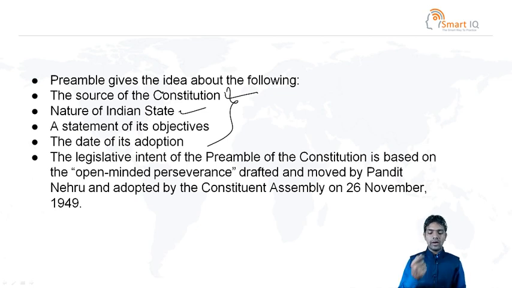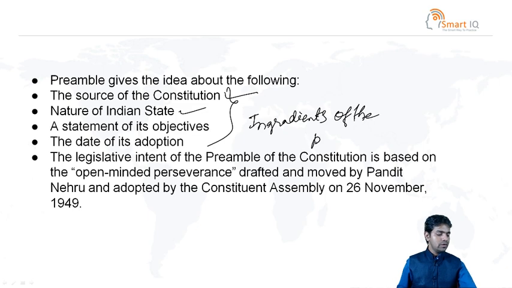Once again, I will repeat. The ingredients of the Preamble are the source of the Constitution, the nature of the Indian state, the statement of its objectives, and the date when it was adopted.